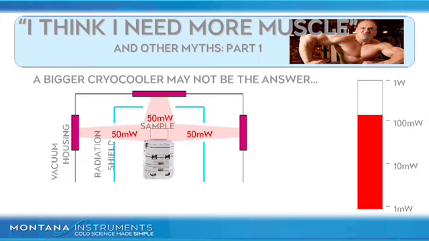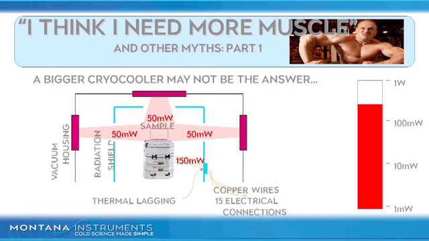Let's put some positioners in the sample space for XYZ motion. Positioners with feedback require 5 wires per stage for a total of 15 electrical connections. Let's use copper wire in this example because that's what's commonly done in the field. We'll thermally lag the wires at the radiation shield, which is good practice. We might see 150 milliwatts at the sample depending on how well the wires are lagged at the radiation stage. The heat load goes up from those wires as shown in the graph on the right.